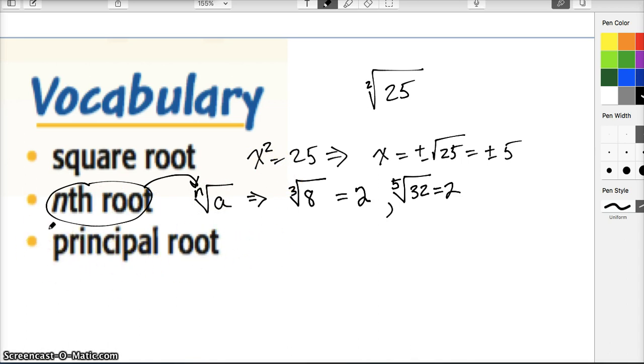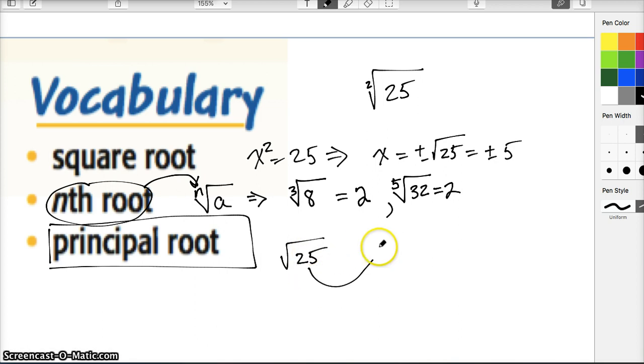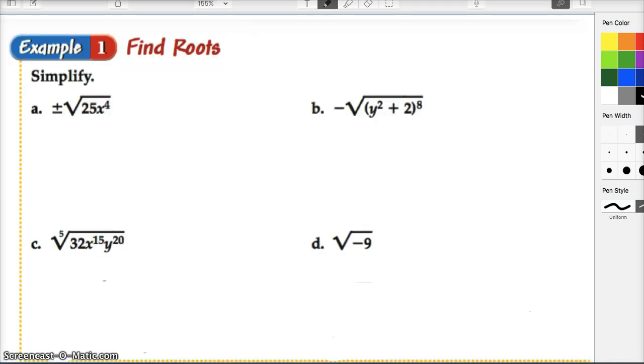When we talk about the principal root, specifically the principal square root, the square root of 25 has a principal square root of 5. What this means is I'm not considering the plus or minus. I'm just considering the principal square root, the particular square root, which is 5. And with our vocabulary discussed, let's move on to some examples.